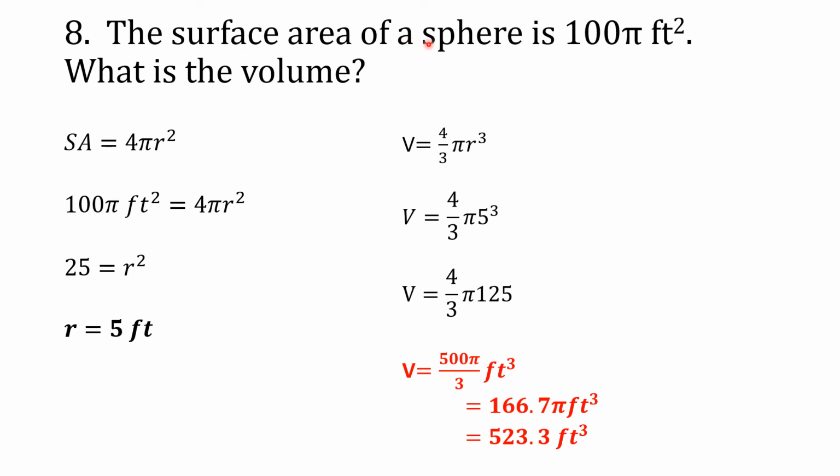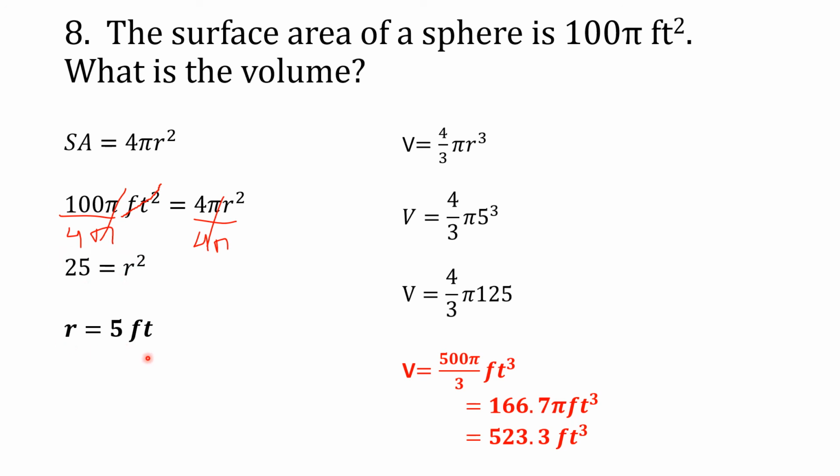It tells us that the surface area of a sphere is 100 pi feet squared. What's the volume? I know that the surface area formula is 4 pi r squared, and that my given surface area is 100 pi. I'm going to ignore my feet squared for now so I can work through everything without looking at that. If I want to get r by itself, I'm going to divide both sides by 4 pi so that I get r squared by itself. Pi divided by pi is 1, and 100 divided by 4 is 25. So my radius squared is equal to 25. If I take the square root of both sides, I get that my radius is 5 feet.